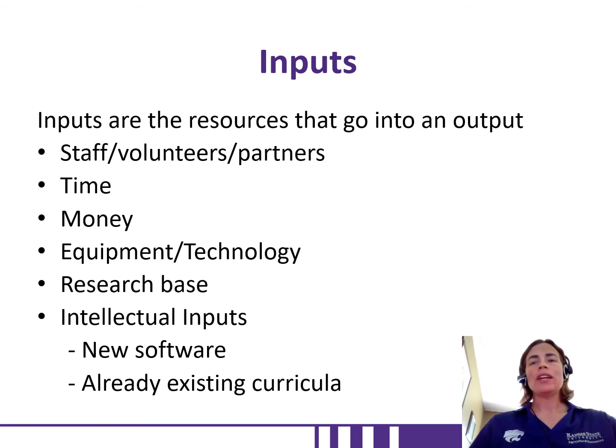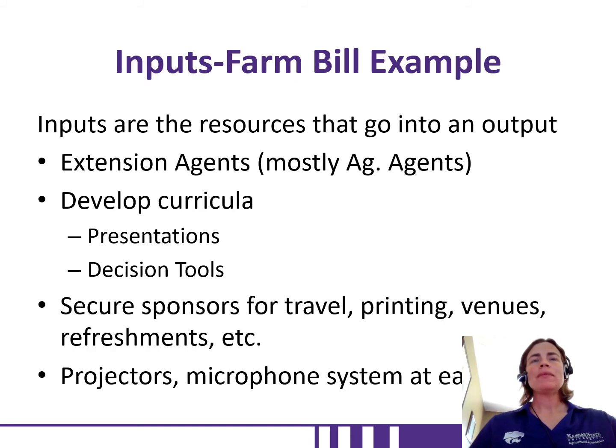And then, intellectual inputs. If we need to develop that, maybe there's some existing curricula in different states that we can tap into. Is there new software that we're going to need? So just thinking of inputs, it's what are you going to need to be able to do the outputs that you plan to do to achieve the outcomes that you want, to change that situation that you see in your situation statement. So going back to my Farm Bill example, here are just some inputs that we needed to go into this state level program.